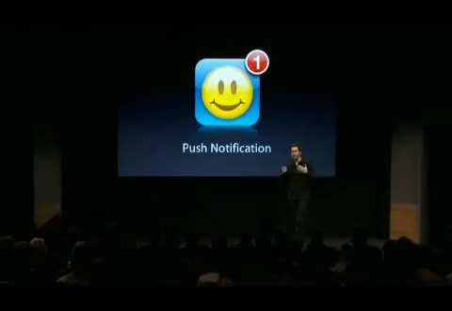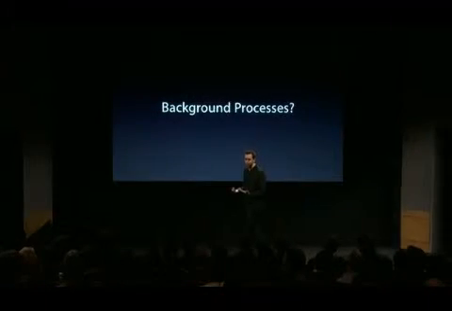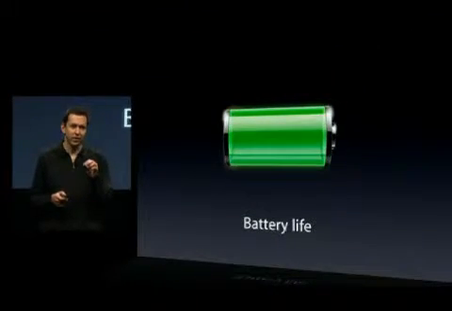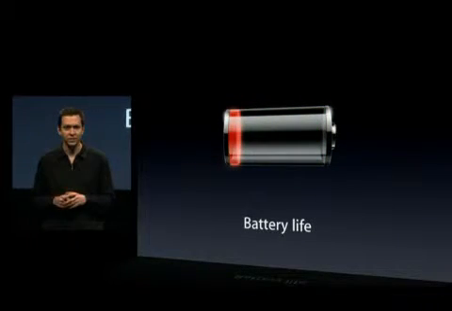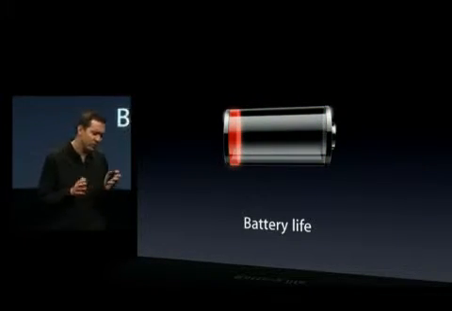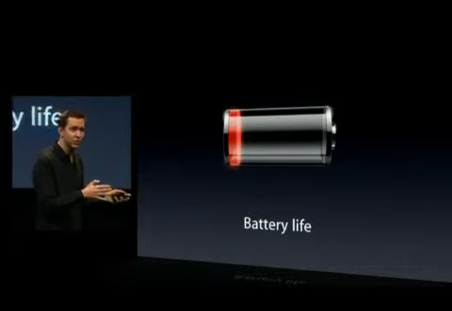Now, we were asked, well, why don't you just do background processes? I mean, it's easier for us to do background processes. And the answer is it's not good for the customer for a number of reasons. One is battery life. Background processes drain your battery. They don't let your phone go to sleep when it needs to. They don't let it go to the lowest power state. And actually, we've been testing this. We've been running some background processes on some other phones.